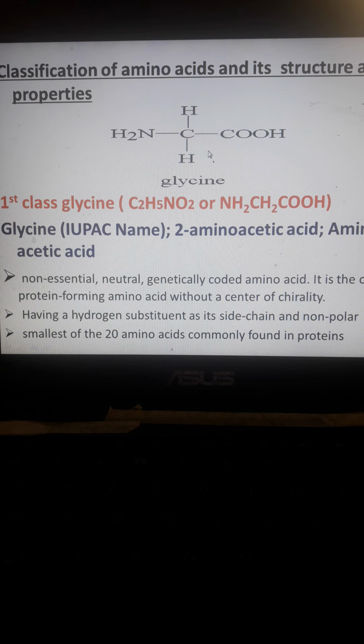So the variant, take note class, can interchange. The position of the variant can be swapped. Smallest of the 20 amino acids commonly found in proteins. So based on structure, it is the smallest, because its side chain is composed of only 1 hydrogen atom.